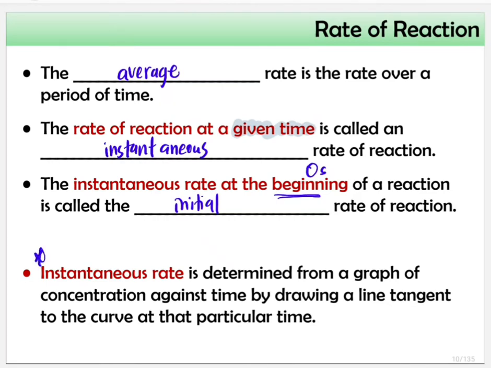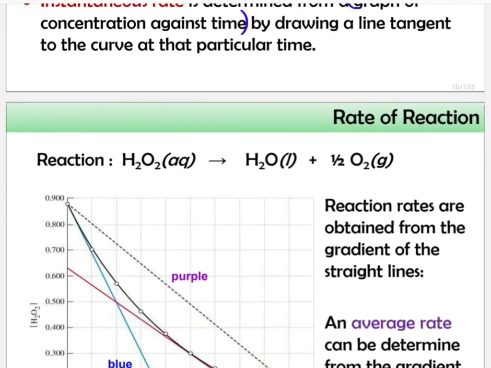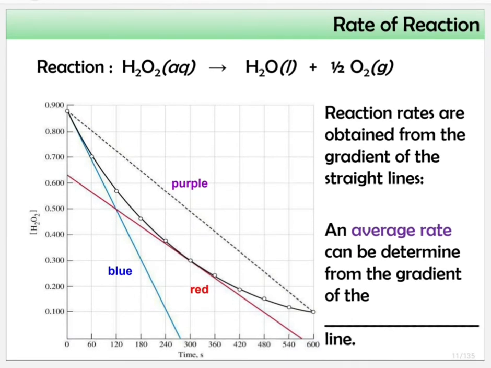So, okay, instantaneous rate can be determined from a graph of concentration against time by drawing a line tangent. Okay. Jadi kat sini saya nak tunjuk okay, macam mana kita nak cari ketiga-tiga jenis rate of reaction tadi. Okay, so let's say we have a graph of concentration versus time. So dekat sini concentration of H2O2. That's why the curve is decreasing lah. Sebab makin lama makin berkurang concentration of reactant.